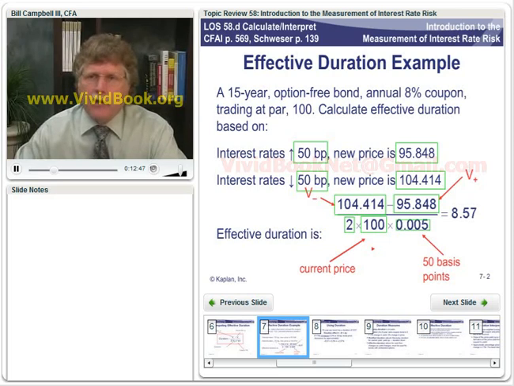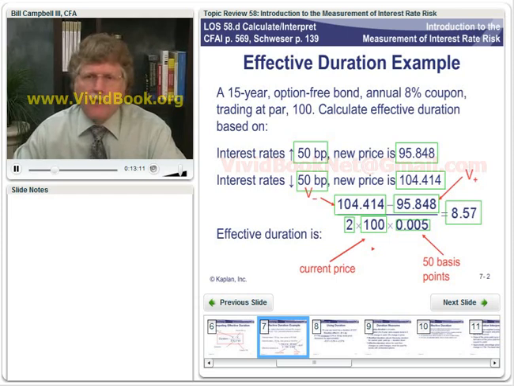Now notice that when you divide by the change in yield, make sure that you write that as a decimal. This is 50 basis points, or 0.005. Don't write that as 0.5, thinking 0.5%. Remember that you have to change it to a decimal. You do this calculation and you get the effective duration, 8.57.